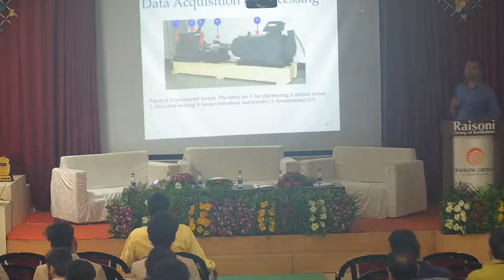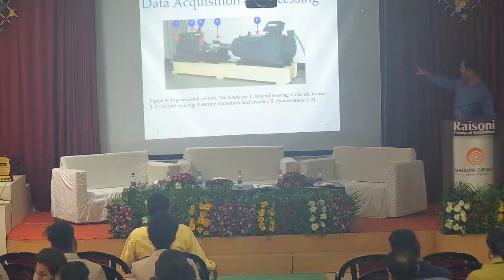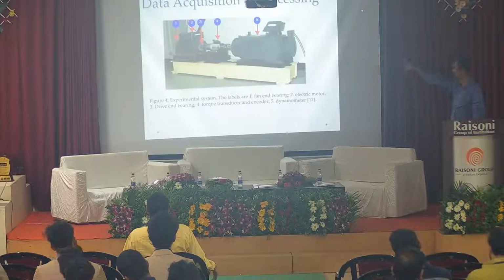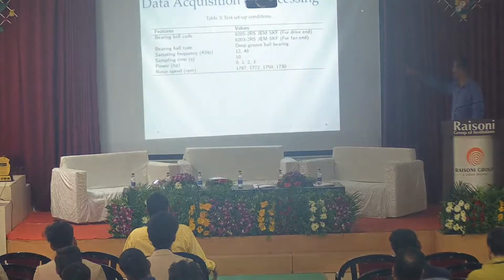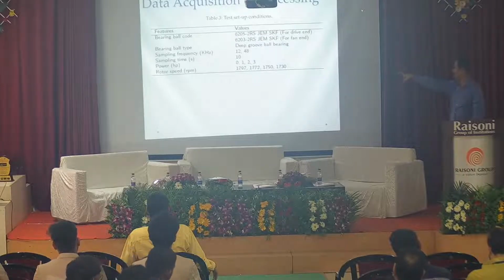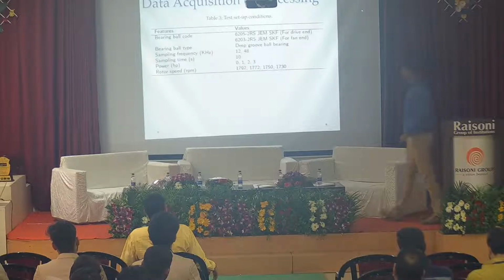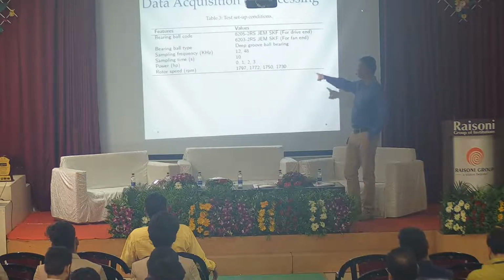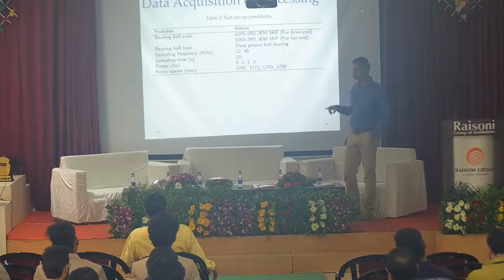This is the Case Western Reserve University setup. They have this machine which has a bearing on both sides, and they ran the experiment and collected the data set on this experimental setup. Kindly go to the next slide, please. They collected at sampling frequencies of 12,000 and 48,000 for 10 seconds, with speed variation of 0, 1, 2, 3 power, and rotor speeds of 1797, 1772, 1752, and 1730. If you see this difference, the power difference is 4, and the speed difference, 1797 to 1730, is about 67. Can you go to the previous slide, please?